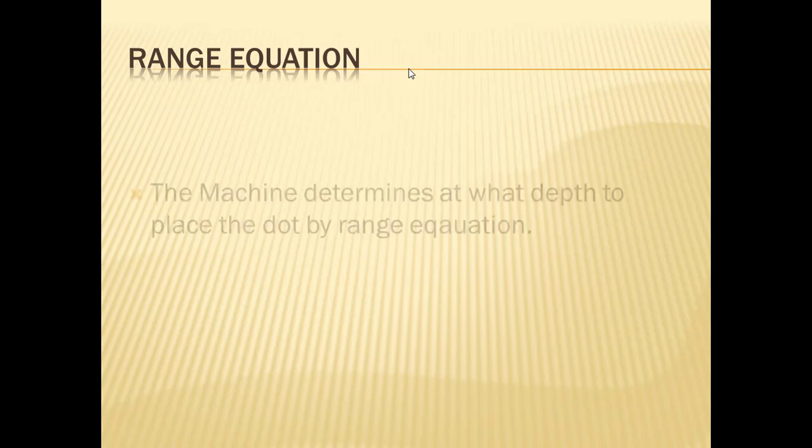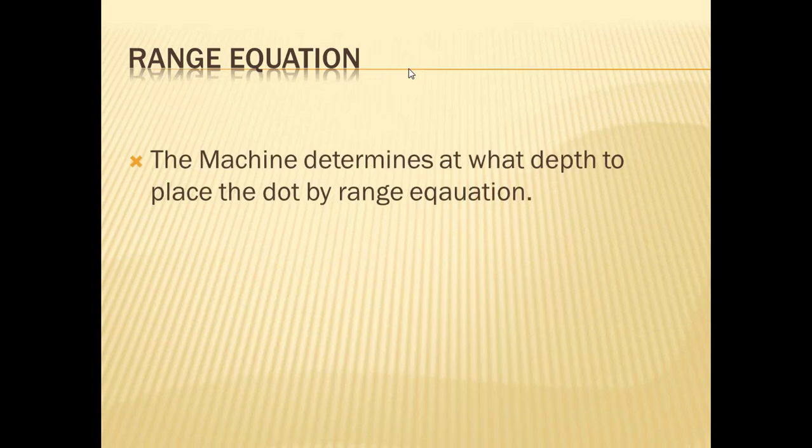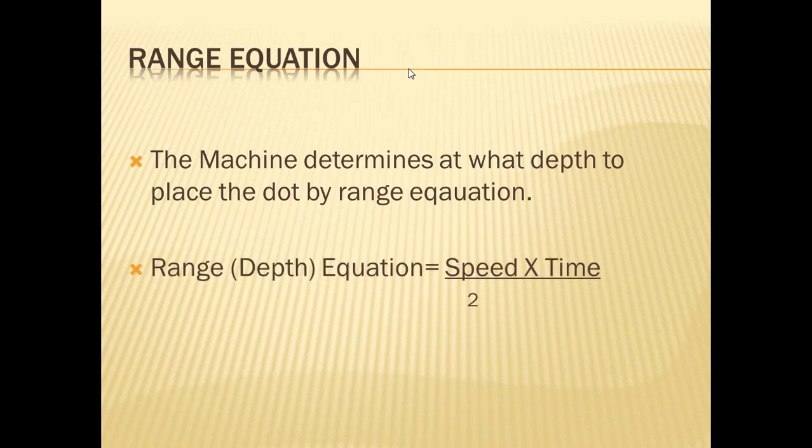It is called the range equation. Always remember, whenever they talk about range in ultrasound, they're talking about depth. So it's the depth or the distance equation. The machine determines at what depth to place the dot by this range equation. Range is equal to speed times time divided by 2. Now where did this 2 come from? Yes, it is the go-return time. The ultrasound goes into the patient and then it comes back.